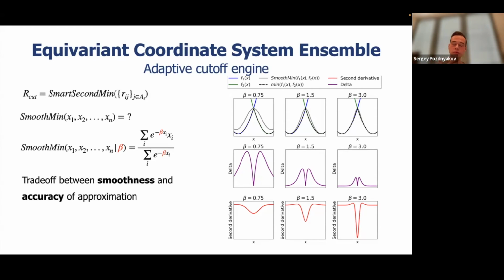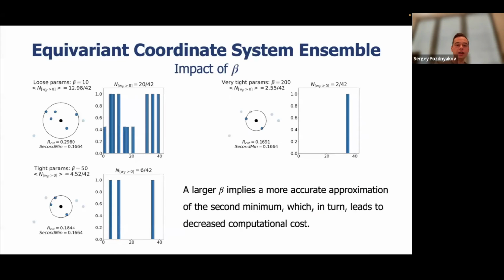So now, why did I present all this? I presented all this because our construction for our cutoff radius, which is actually some smooth approximation for a second minimum, is built upon the very same ideas, and it is also parameterized by some beta, and this beta plays exactly the same role. So it also represents the trade-off between smoothness and accuracy of approximation. So now we are ready to see how this works in practice.